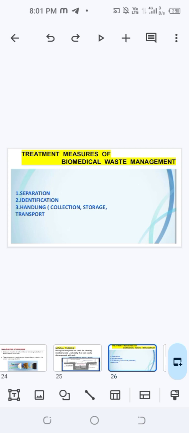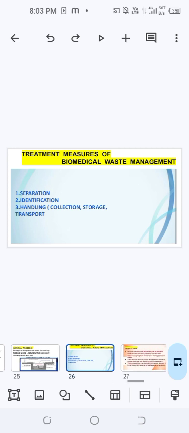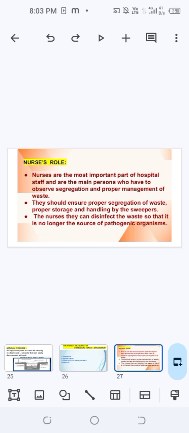I have already discussed the different processes, the thermal process, chemical process, natural process, biological process and irradiation process, that are used to discard the waste generated in the hospital. Coming to the most important part, the nurse's role. Nurses are the most important part of our hospital, you all know, in managing biomedical waste or any kind of waste material that is generated in the hospital.